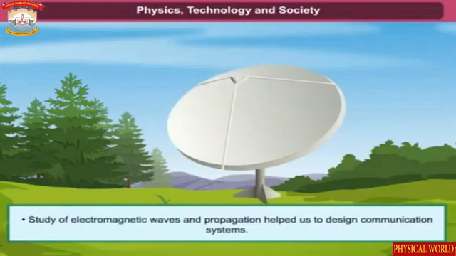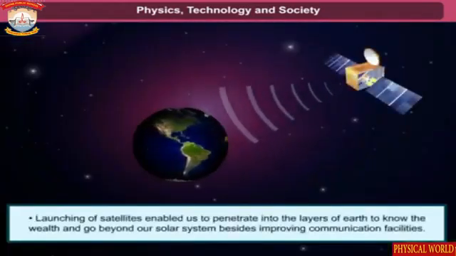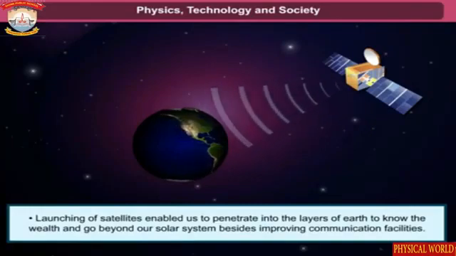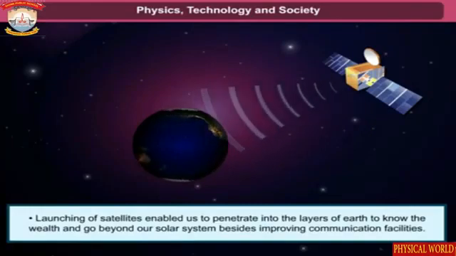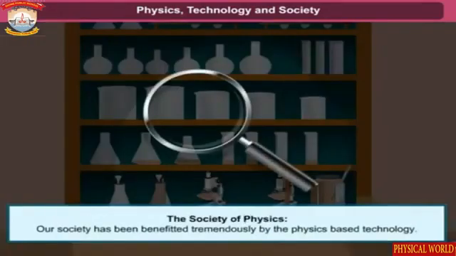Development of the cyclic reversible process by Carnot enabled us to realize engines, refrigerators, air conditioners, etc. A study of electromagnetic waves and propagation helped us to design communication systems. Launching of satellites enabled us to penetrate into the layers of Earth to know its wealth and go beyond our solar system, besides improving communication facilities.